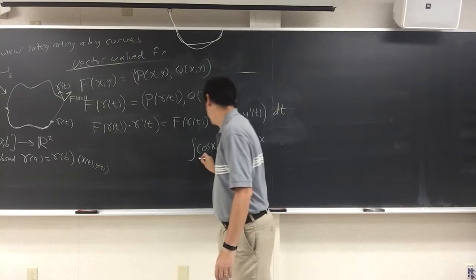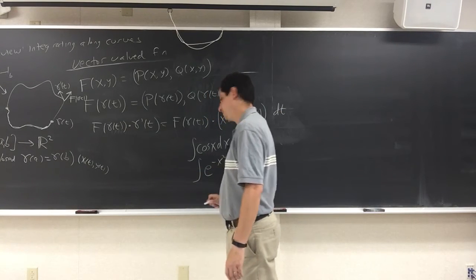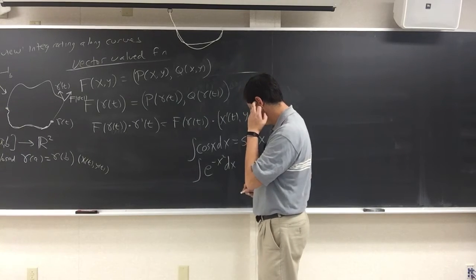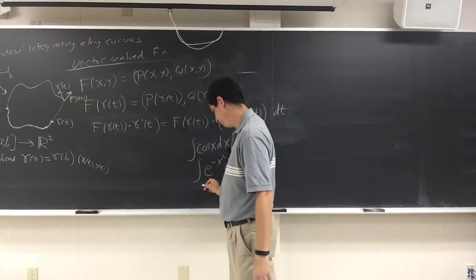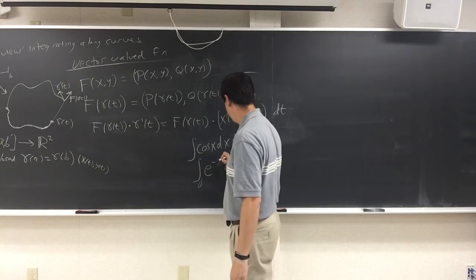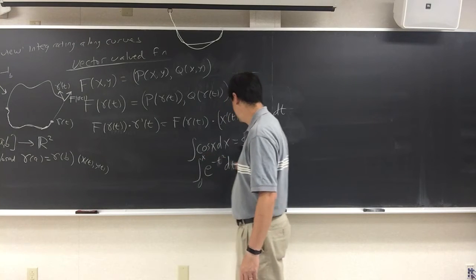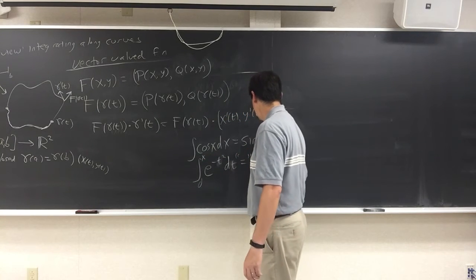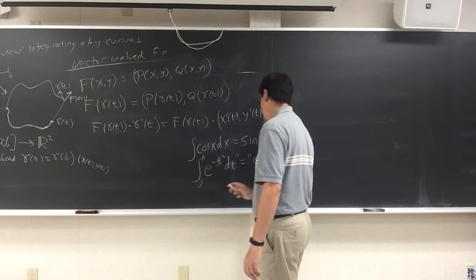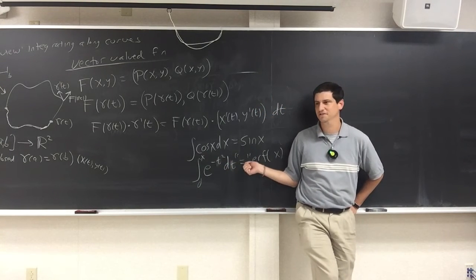So if you want e to the negative x squared dx, I think this is how it's done. Let's do e to the minus t squared dt from 0 to x. This is something like f of x. I'm probably missing square roots and pi's and whatnot because of how the error function is defined.